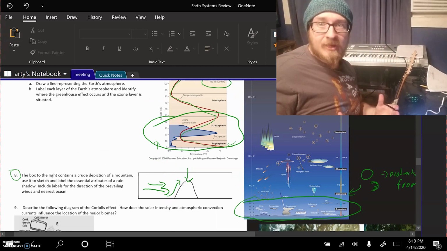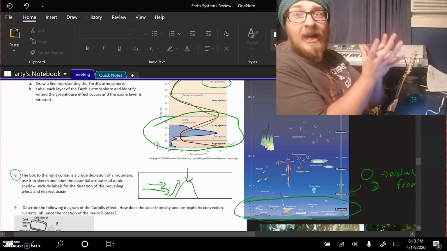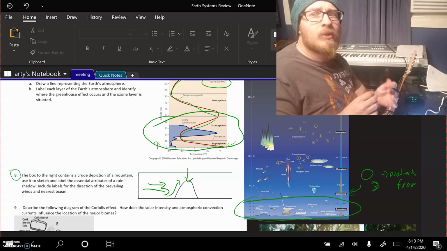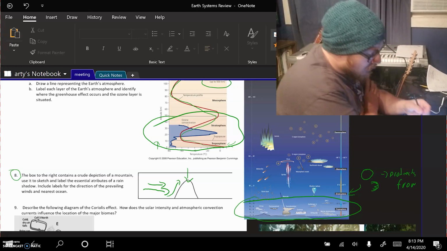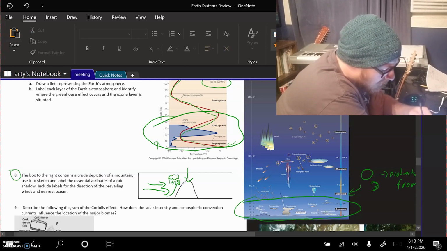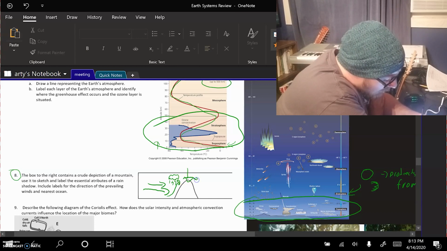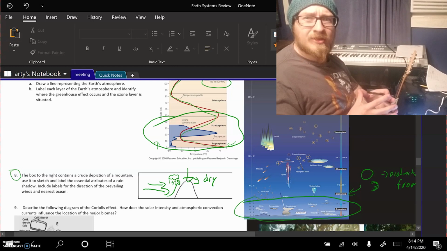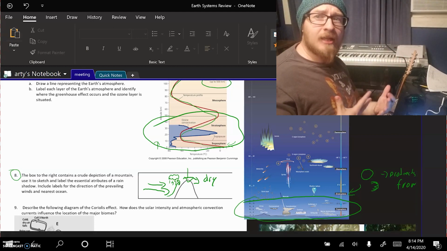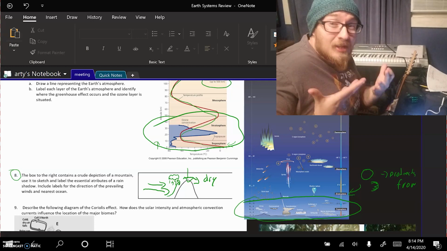Now, what happens as you go higher and higher? It gets colder, so the air starts to cool down, which means it starts to lose some of its moisture. So you're going to get a lot of rain on the side of the mountain where the wind is blowing from. But by the time the air makes its way over the mountain, it will already be dry. So on the opposite side of the mountain, there's not going to be a lot of rain because the mountain is blocking the wind.